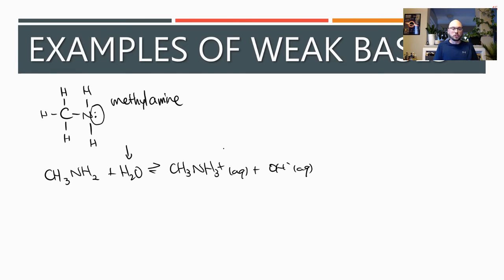Okay, so the reason why this is a little bit tricky, this is what we call a primary amine. Why is it a primary amine? Because it's connected to one other carbon. Let's look at another version of this.